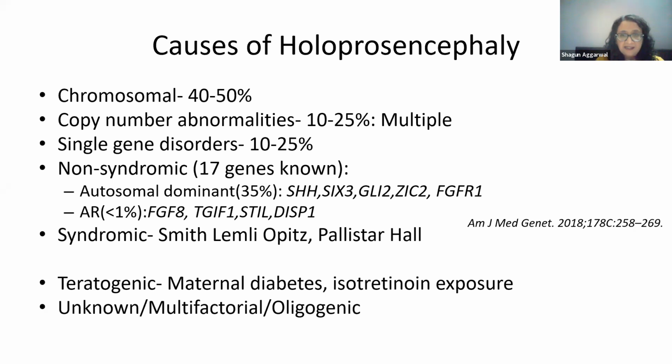It shows incomplete penetrance, that is, not everybody with the mutation has holoprosencephaly, and it also shows variable expressivity, whereby in the same family with the same mutation, somebody may have lobar holoprosencephaly and somebody may have alobar holoprosencephaly. So these single gene forms are important to pick up, because these will recur with a 50% chance, as one of the parents carries a mutation. Whereas with chromosomal and copy number abnormalities, the recurrence risk is pretty low, around 1%. Rarely, holoprosencephaly can be part of certain syndromes. There are also certain teratogenic exposures, and in certain cases the etiology remains unknown, with various multifactorial causes.